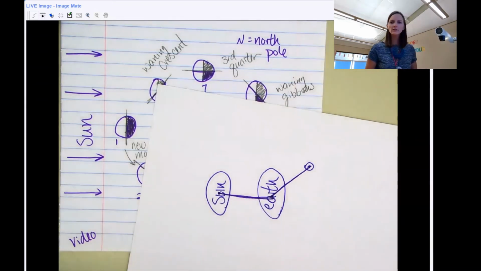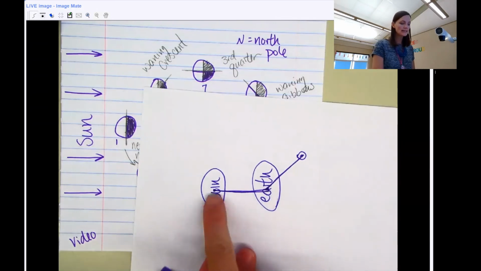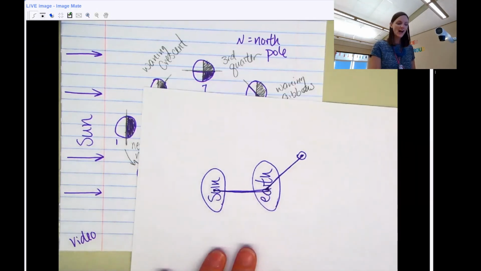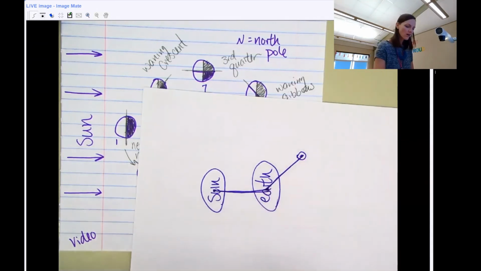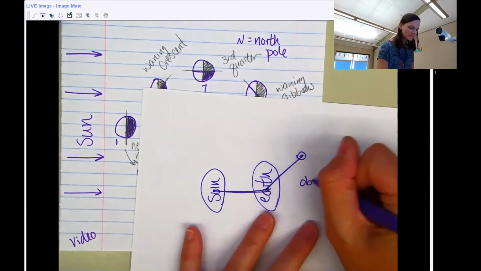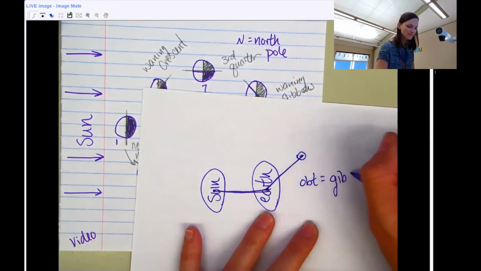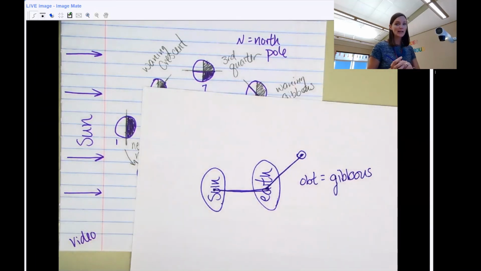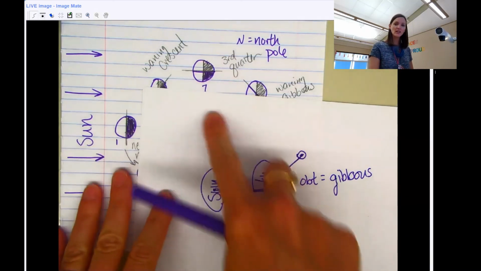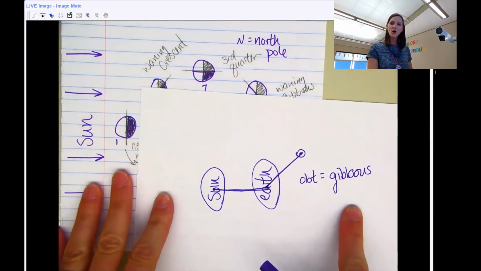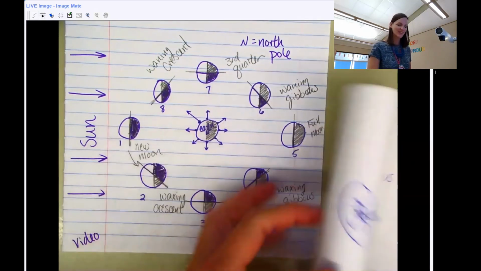Is it an acute angle? Is it a right angle? Obtuse? Straight? Hopefully you recognize this as an obtuse angle. Obtuse angles are always going to be gibbous moons. Now, you have to figure out if it's waxing or waning based on its position, but an obtuse angle is always going to be gibbous.